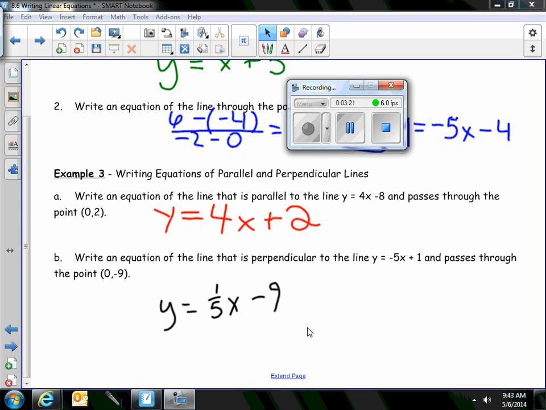Check your answers for A and B. Y is equal to 4x plus 2. We kept the same slope, and it passed through the y-intercept of 2. And in B, we wrote an equation of the line that's perpendicular to the line y is equal to negative 5x plus 1 and passes through the point (0, -9). Remember, when it's perpendicular, it will be the opposite reciprocal of whatever the slope is.